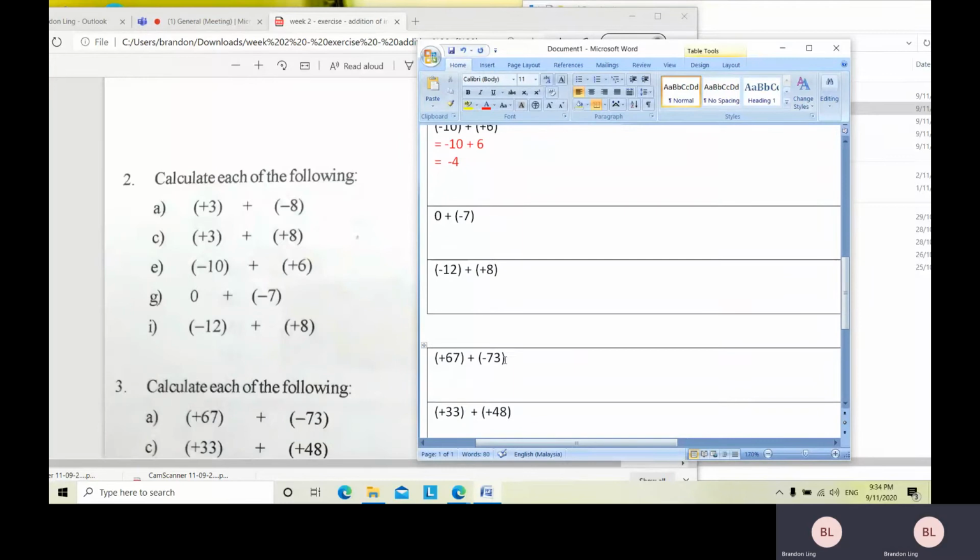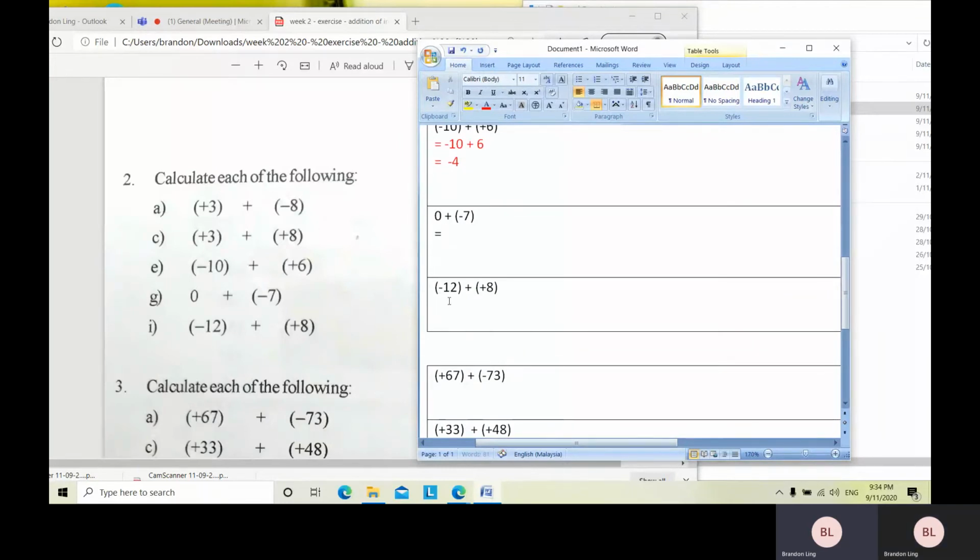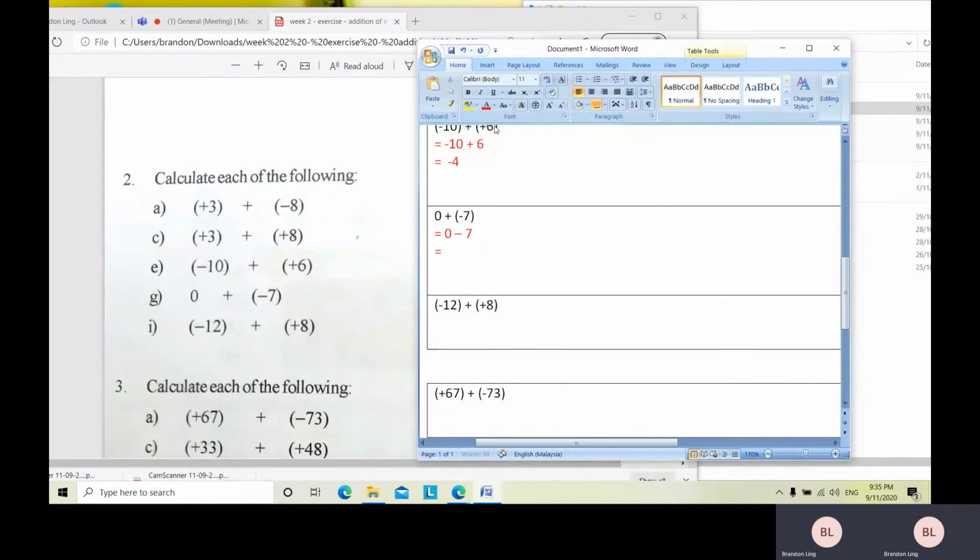Okay, next question. 0 plus minus 7. So therefore you have a different sign here. Plus minus is minus 7. So therefore, the final answer will be negative 7.